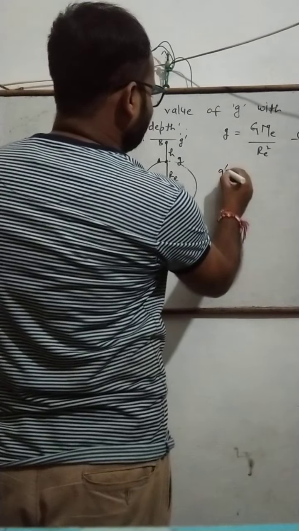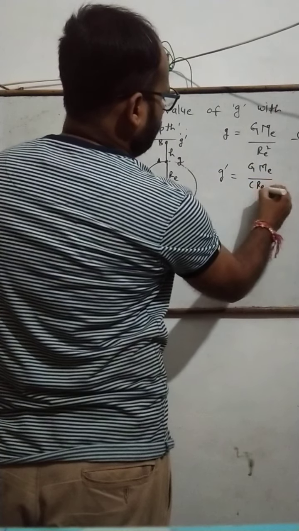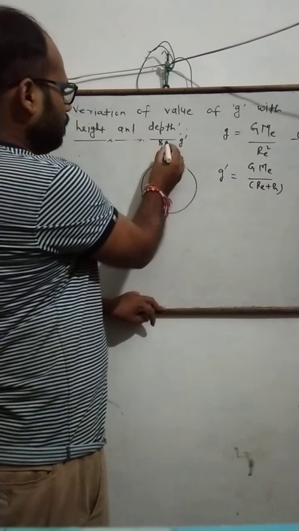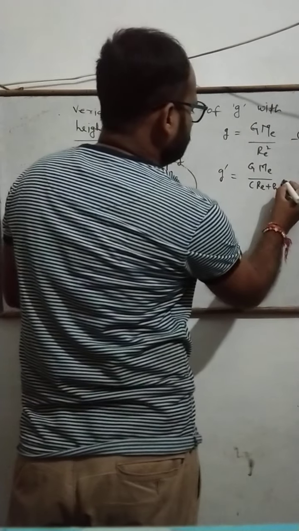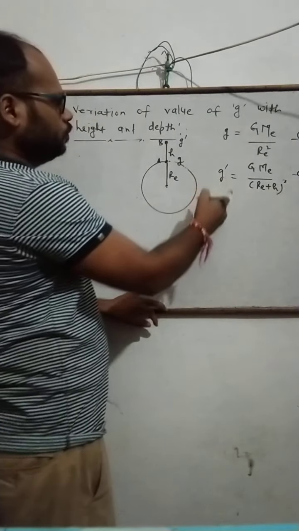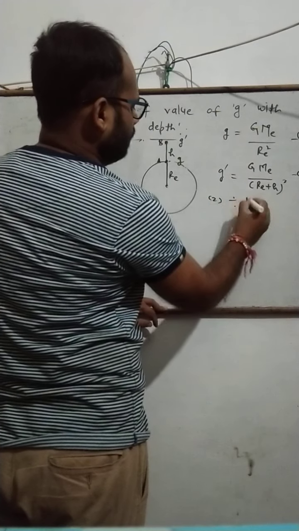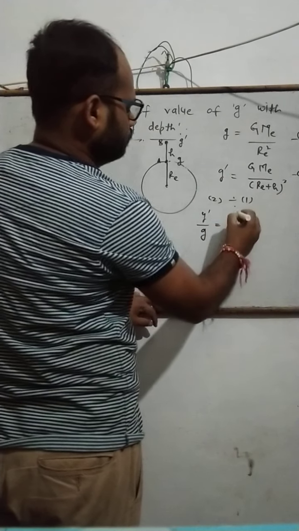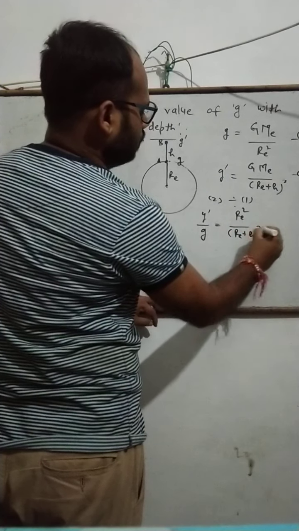Now g dash will be G Me upon (Re plus h) the whole square. Re plus h is the distance of the body from the center of the Earth. Equation number 2. Dividing equation number 2 by equation number 1, what will we get? g dash by g equals Re square by (Re plus h) the whole square.